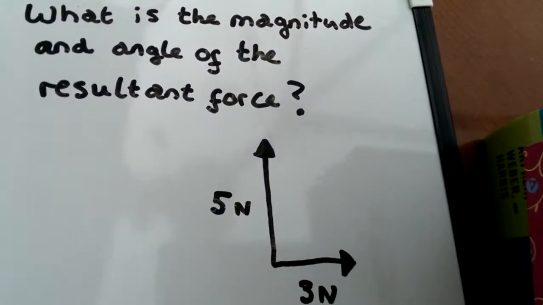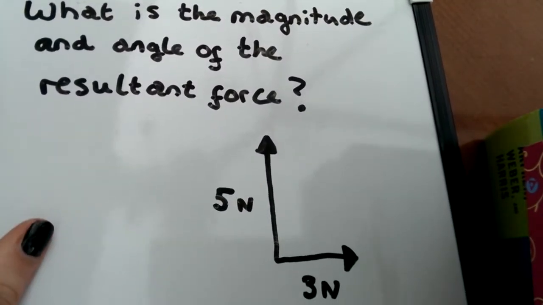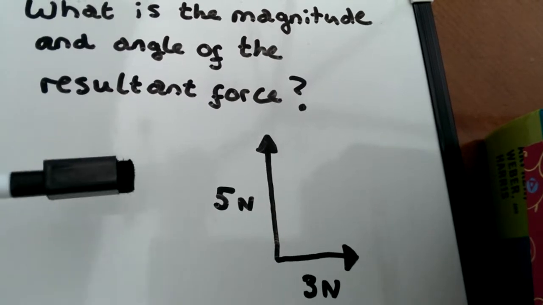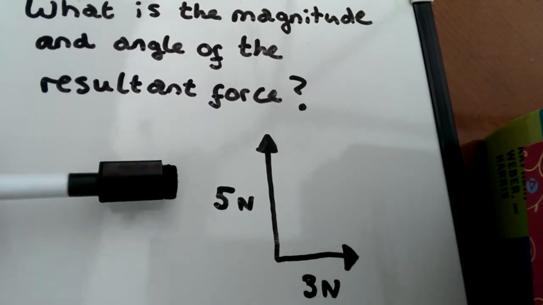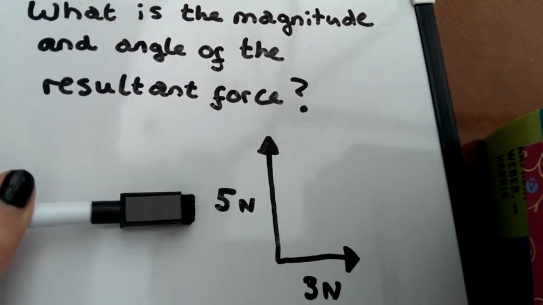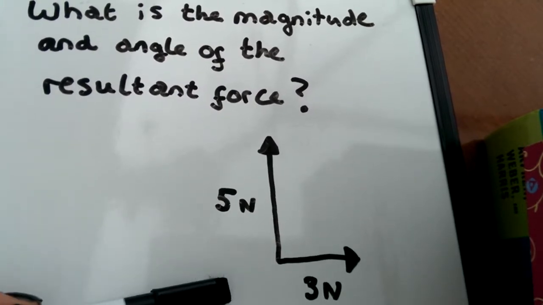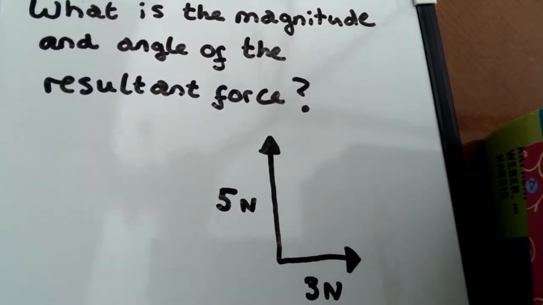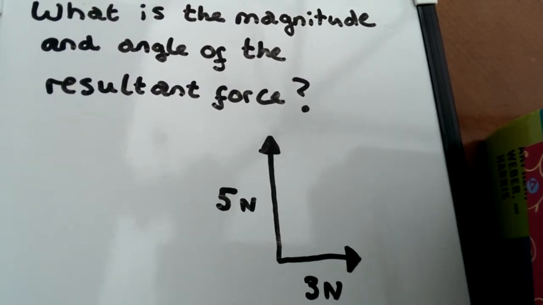Okay, so I'm going to go through a quick vectors example whereby I have a vertical force of 5 newtons going upwards and a horizontal force of 3 newtons. And say I want to find out what the magnitude of the resultant force of these two forces combined would be, and also what the angle of this resultant force would be.